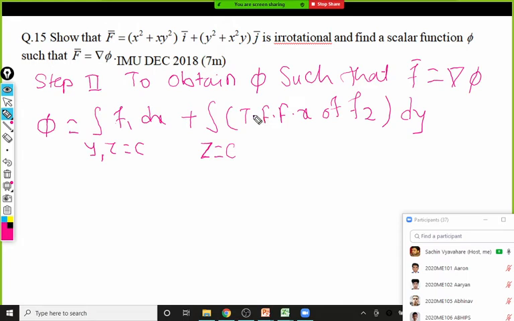Now we have to take only those terms of f2 which are free from x. So which term is free from x? Tell me out of these two. Y square, only y square. So we have to write the y square term. Yes, we have to integrate y square with y, treating z as a constant. Right now z is not there. That's okay.